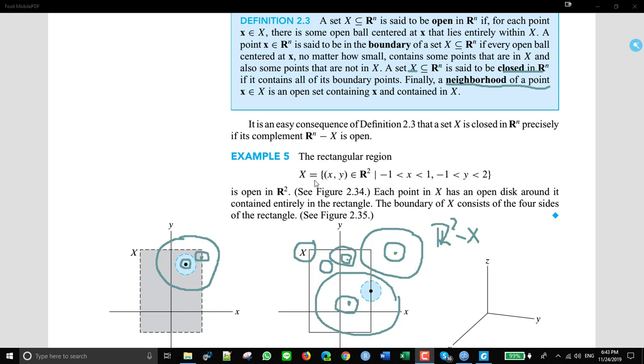Okay, so what are they talking about here? The set of all points (x, y) in R2 such that x is less than 1 and greater than negative 1, and y is less than 2 and greater than negative 1. So this is going to turn out to be open. And you can see that basically because this is not less than or equal to, this is not less than or equal to, this is not less than or equal to, and this is not less than or equal to.